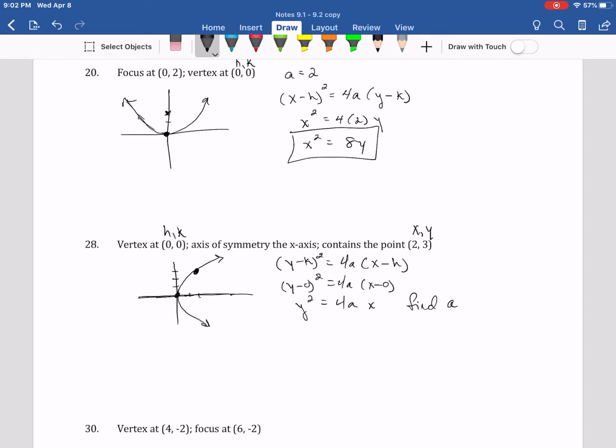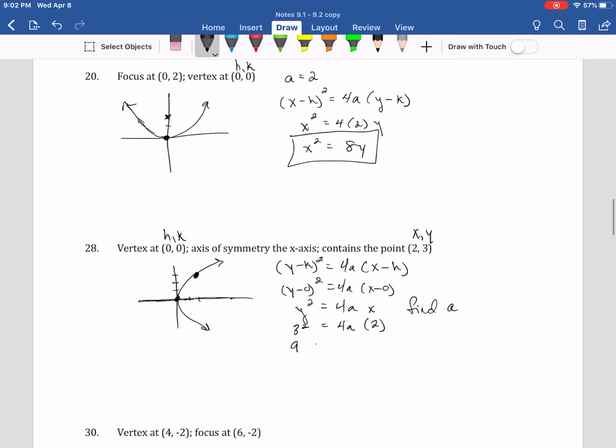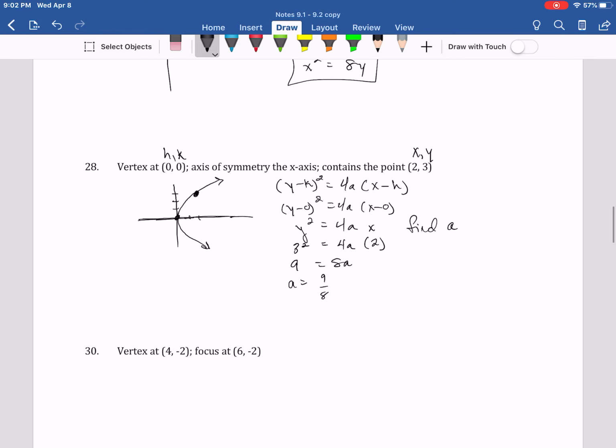Then I'll be left with the variable a, and I can solve for a. So put 3 in for the y, 3 squared, equals 4 times a times x, now I know to be 2. 2 and 3 go together. So that says 9 equals 8a, or a equals 9/8. And now I can write the equation of my parabola to say y squared equals 4 times 9/8 times x, or how about just, what would that be? 9/2. y squared equals 9/2 x.